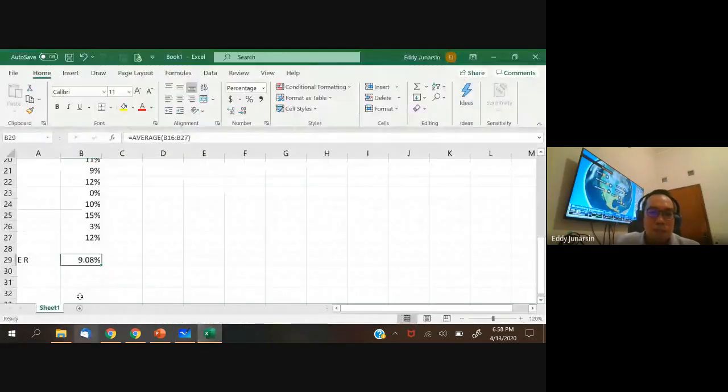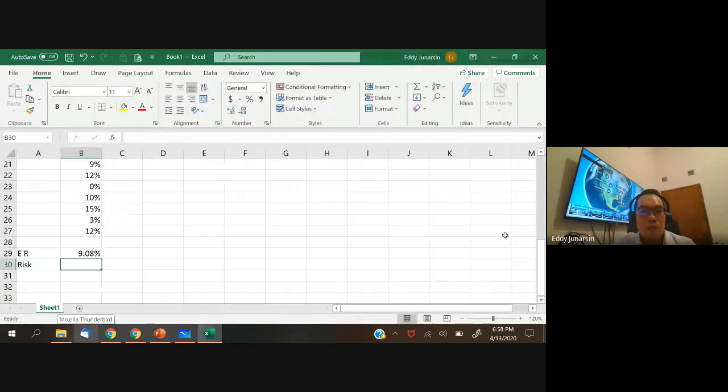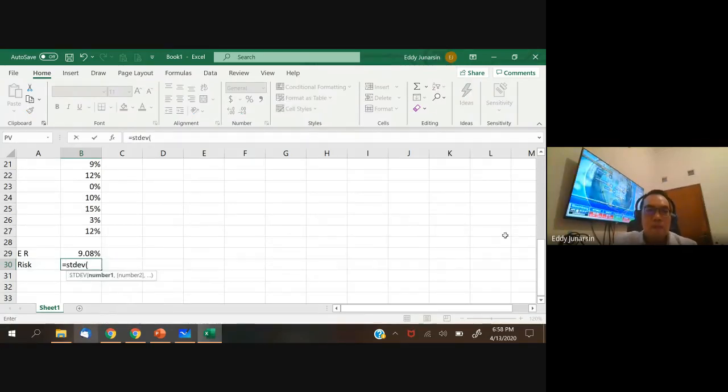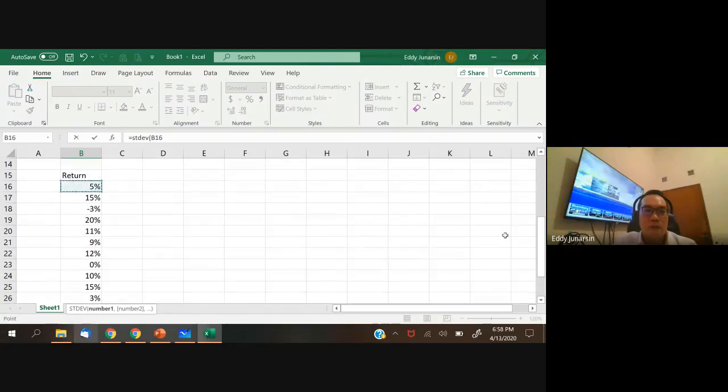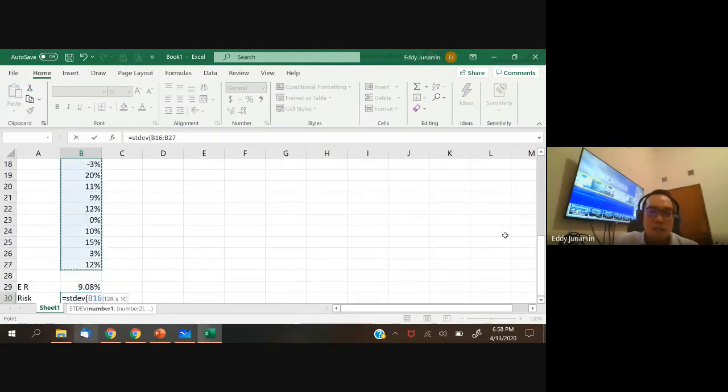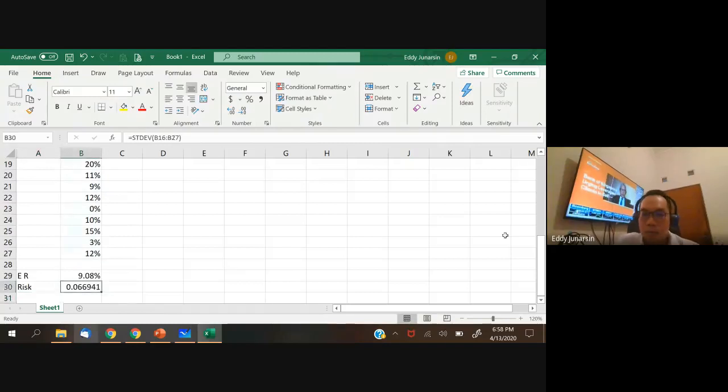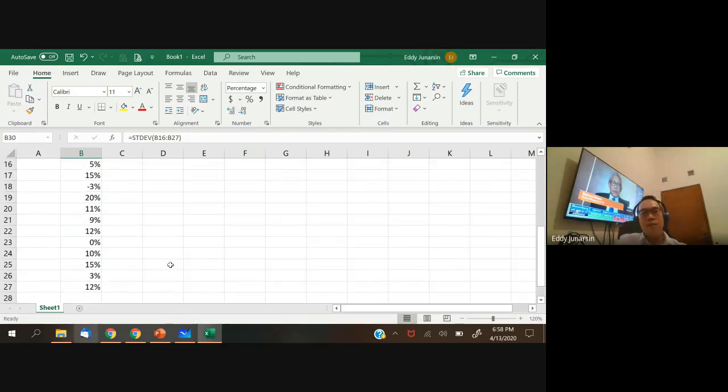Okay, so we go back to the Excel. And of course, because this is a historical method, we don't even need to make a new column or new cell, because we can simply use the standard deviation, right? The standard deviation of the historical returns, and we get 6.69%. So using the historical method, we find out the estimates of the expected return of 9.08% and risk of 6.69%.